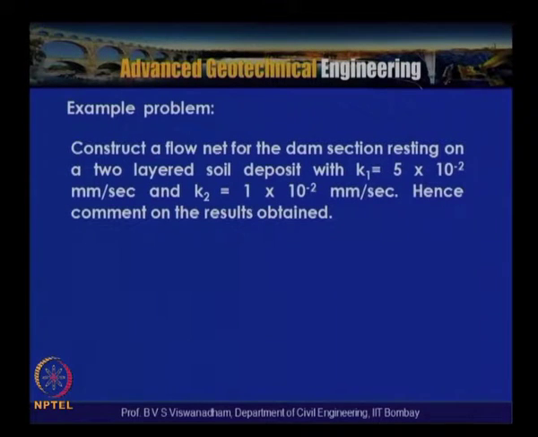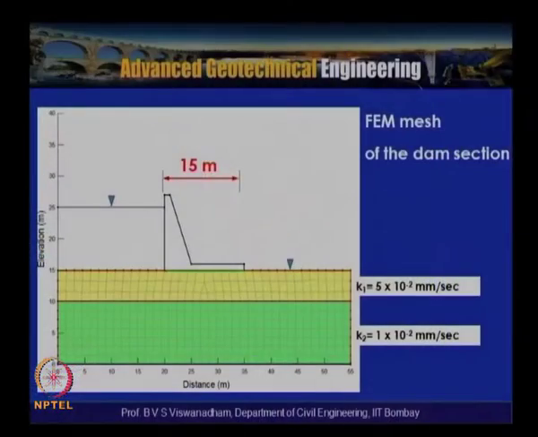So we can see what happens to the flow nets when we have a homogeneous soil deposit as well as two layers, and how these can be used for constructing flow nets or calculating discharges. Here we have two layers of soils. One is K1, having permeability 5 times 10 to the power of minus 2 meter per second, and another is K2, having permeability 1 times 10 to the power of minus 2 meter per second.